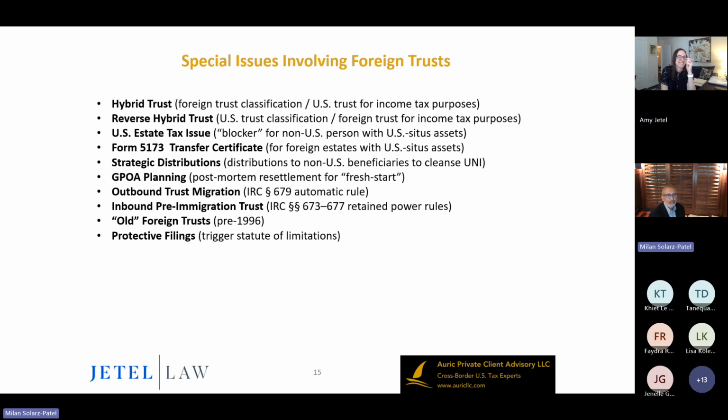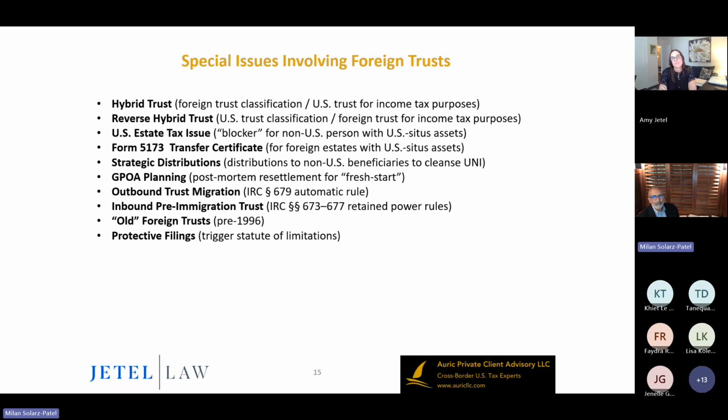Okay, so I'm going to cover the two next points, the U.S. estate tax issue and the Form 5173, because they kind of go hand in hand. Key to what Amy just mentioned with the reverse hybrid trust is that she was talking about income tax, but what some people don't always know is that there's an estate tax also in the United States. And what happens here is there's this nasty little estate tax. Well, for US persons, it's going to be 15 million per person. So that covers most people. They're okay. But for non-US people, the exemption is only $60,000.